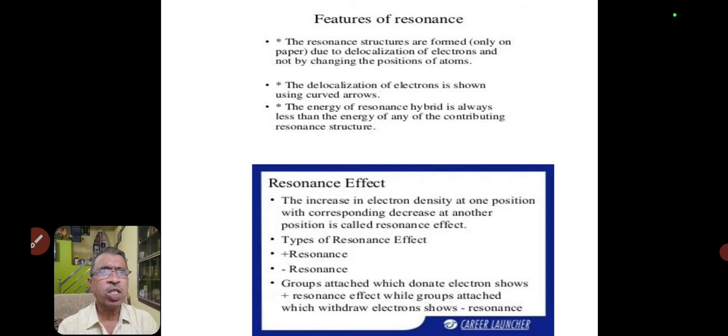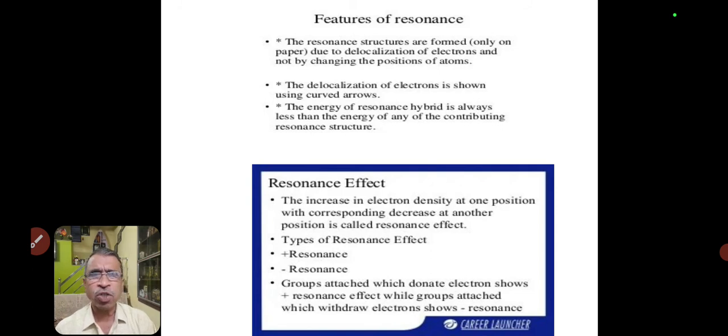The resonance structures are formed due to delocalization of the electrons and not by changing the positions of atoms. The delocalization of electrons is shown using curved arrows. The energy of resonance hybrid is always less than the energy of any of the contributing resonance structures. The increase in electron density at one position with corresponding decrease at another position is called resonance effect.